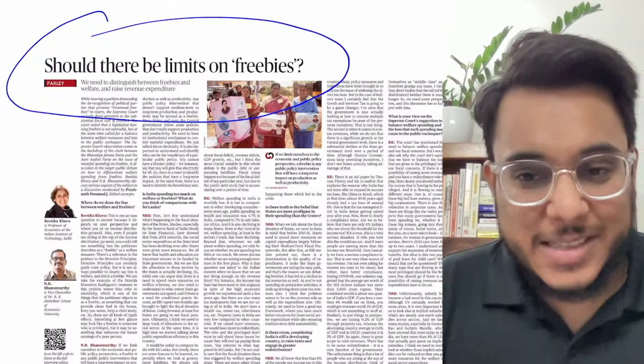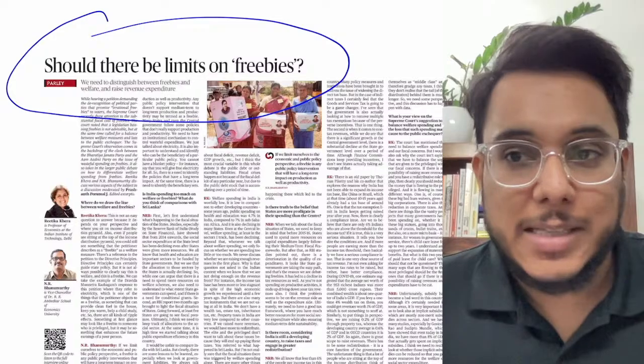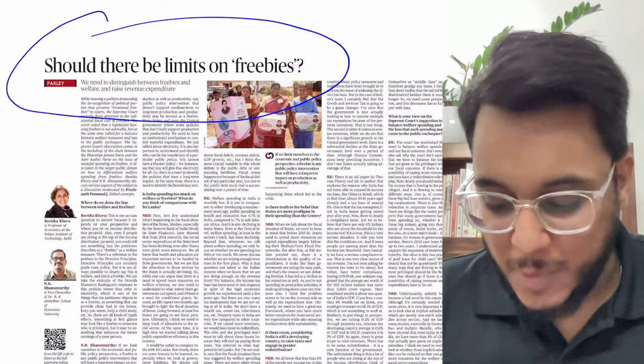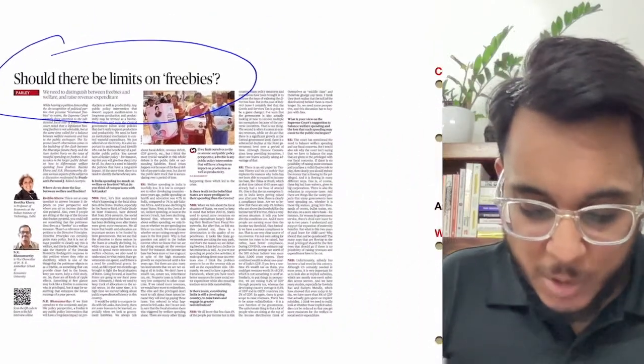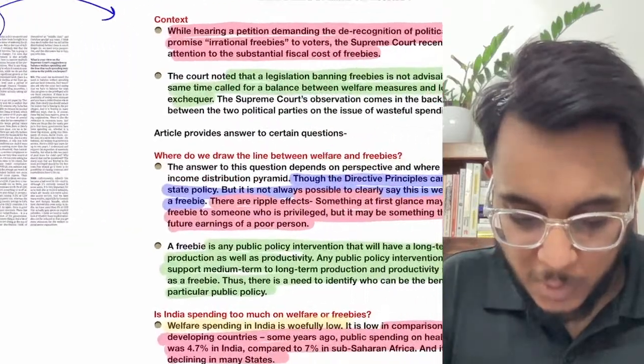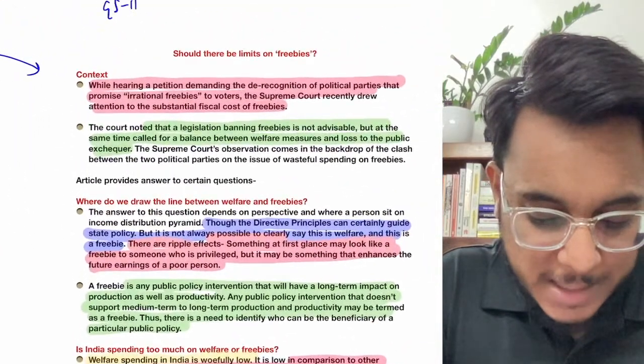Should there be a limit on the freebies? Okay, so guys, this freebie issue is coming a lot in the news, and multiple articles have come on this freebie issue in the past few days, past few weeks in fact. So let's see what this article is talking about here. This article, guys, will be important for our GS paper number 2.